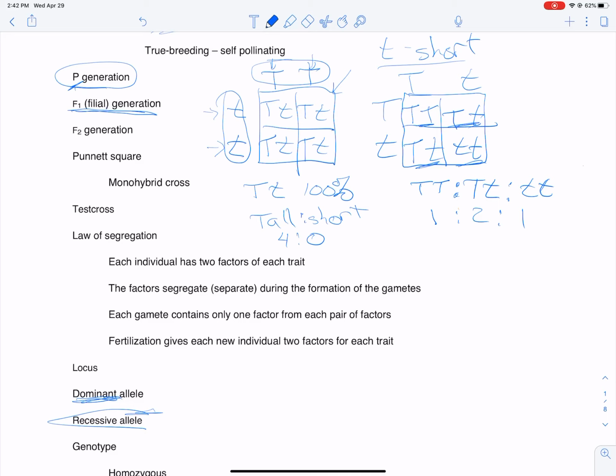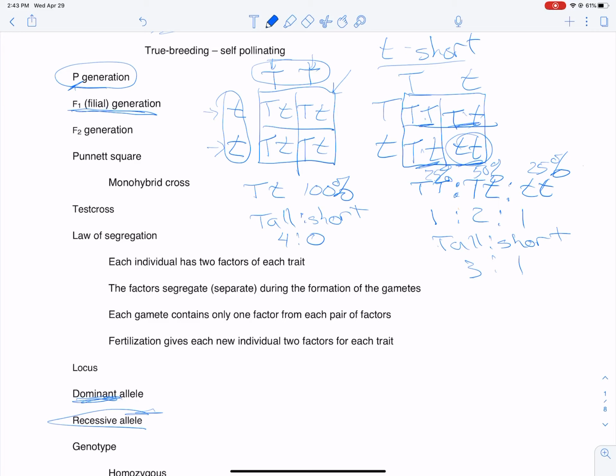Or if I put it in percentages, 25% of them would be homozygous tall, and 50% of them would be heterozygous for tall, 25% of them would be homozygous recessive or short. And if I take a look at my phenotype, tall to short again, I have 1, 2, 3 tall and only 1 short. So 75% are tall, 25% are going to be short.